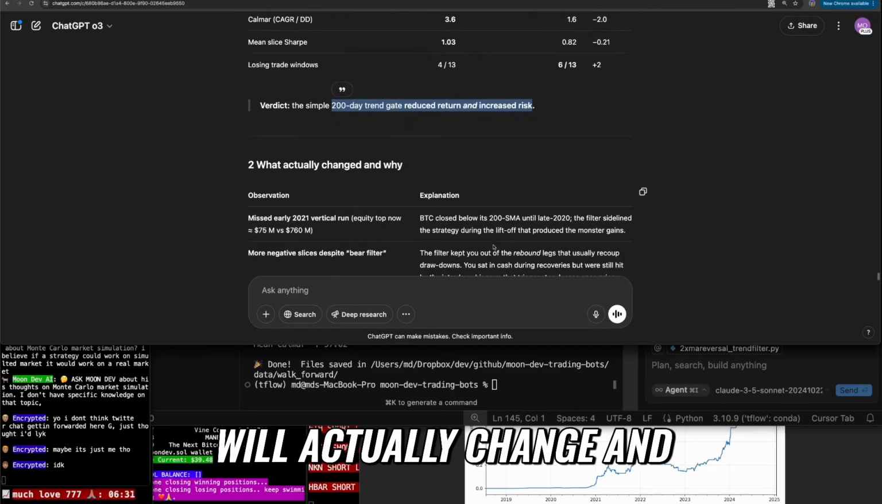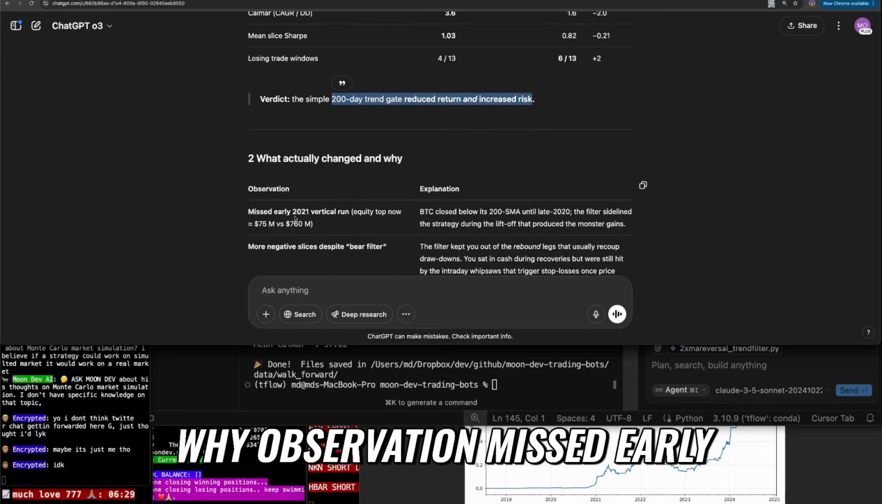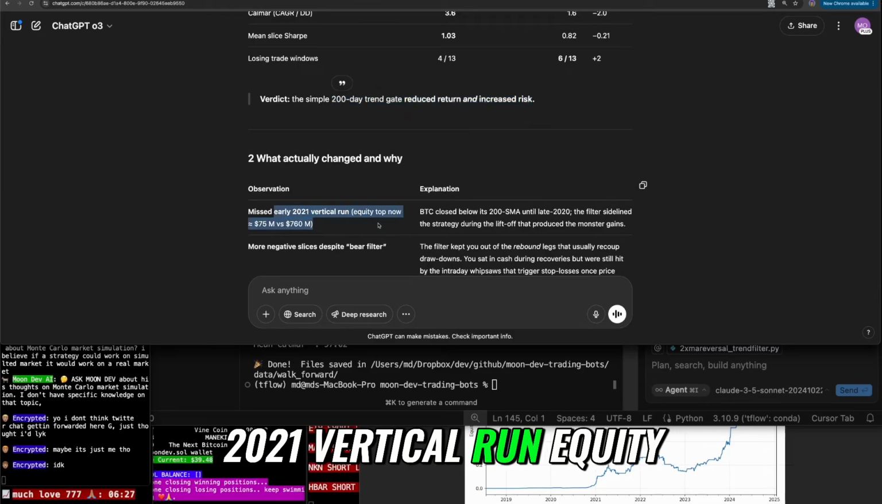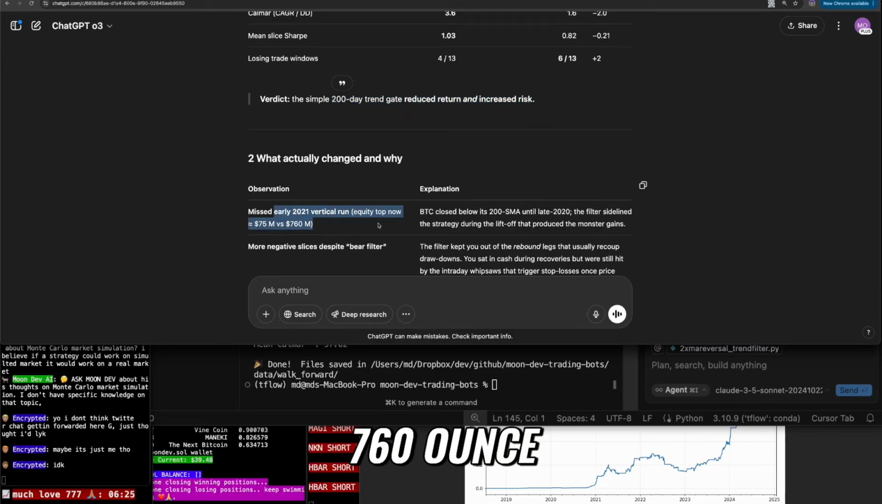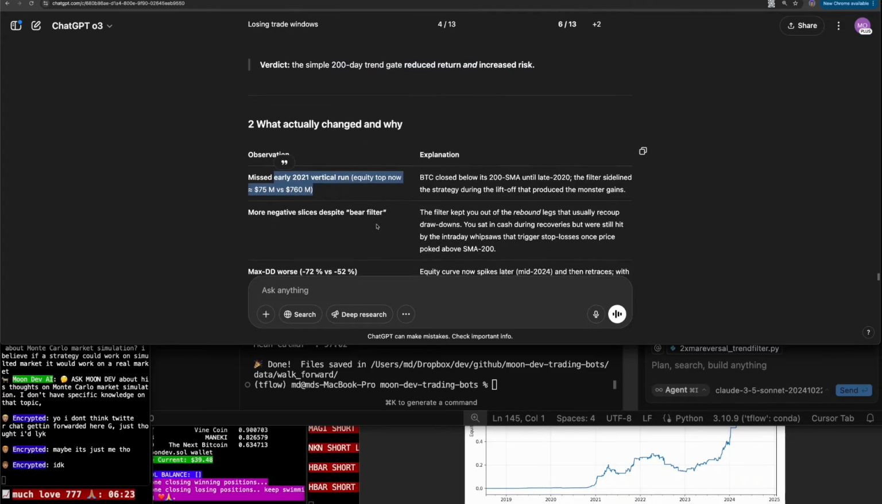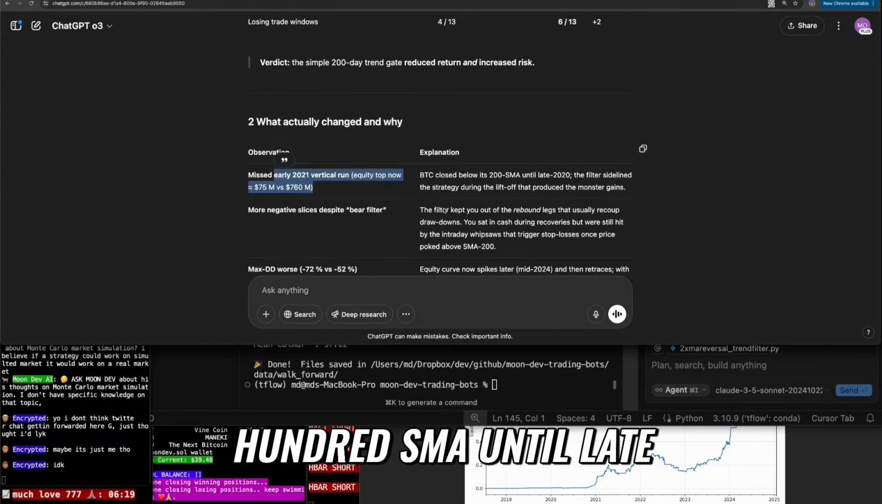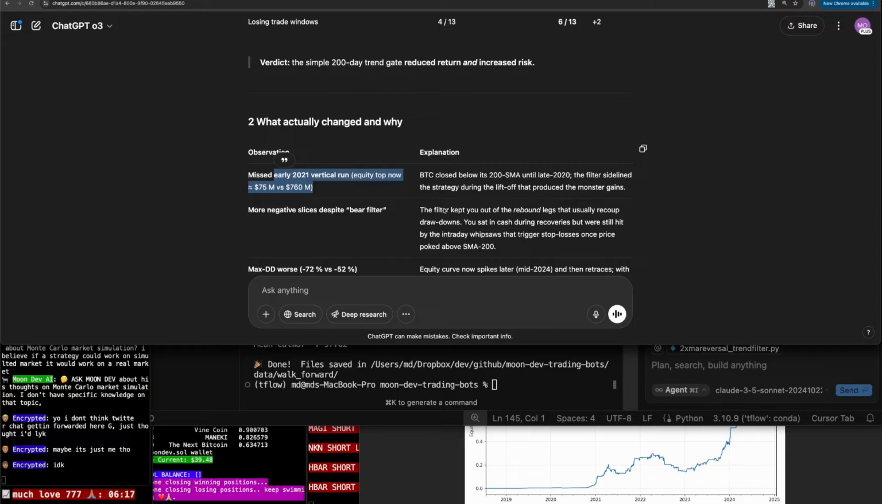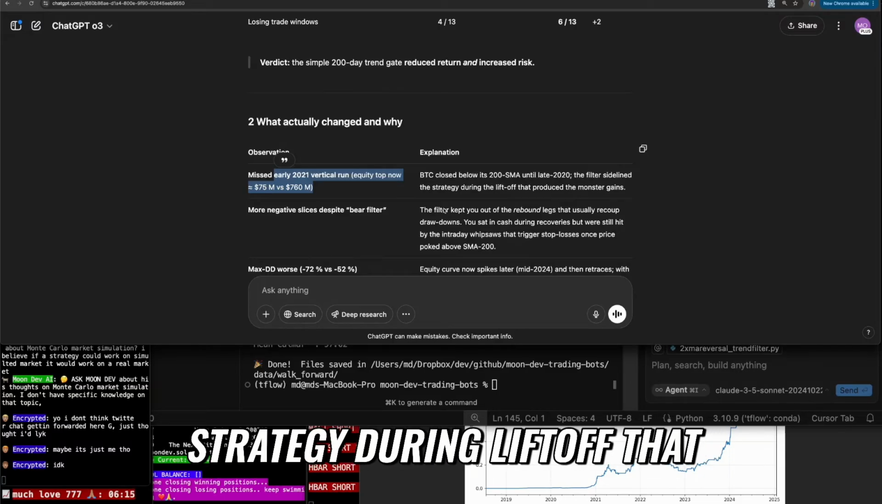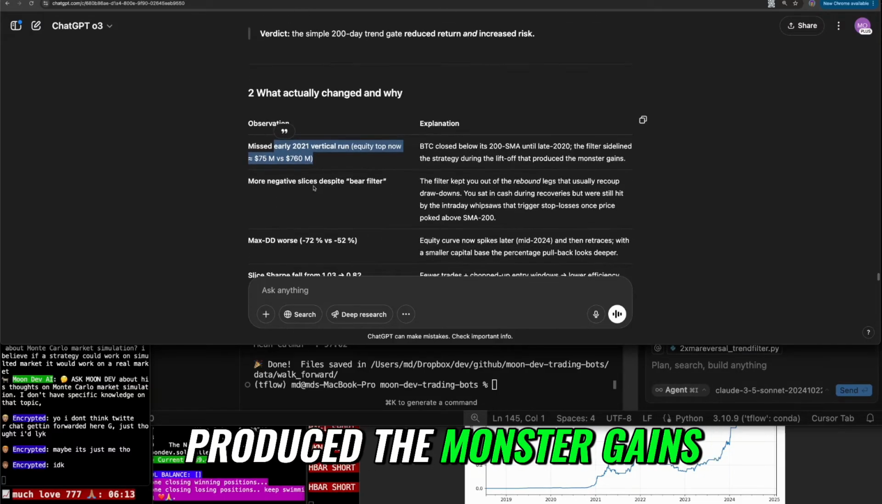What actually changed and why? Observation: it missed the early 2021 vertical run, equity top now 75 versus 760. BTC was below its 200 SMA until late 2020. The filter sidelined the strategy during liftoff that produced the monster gains.